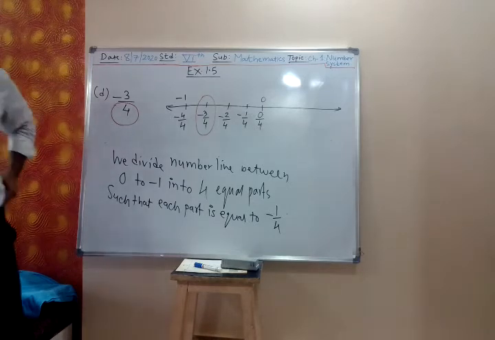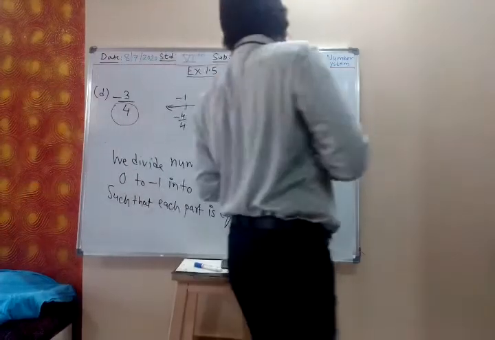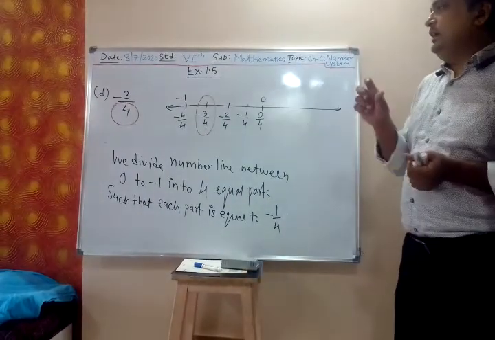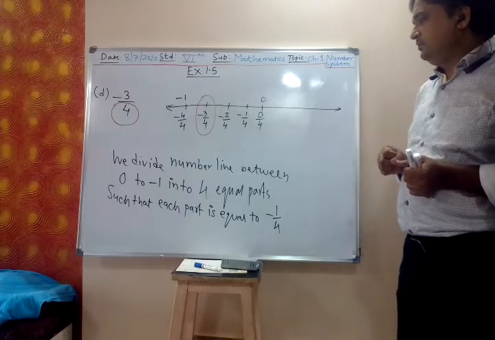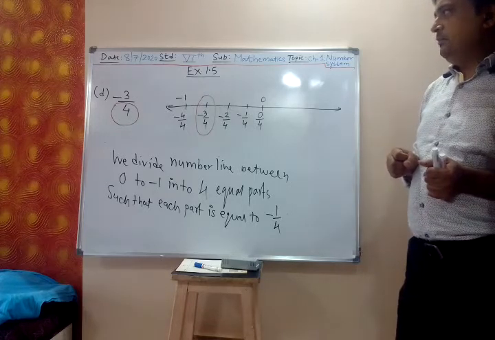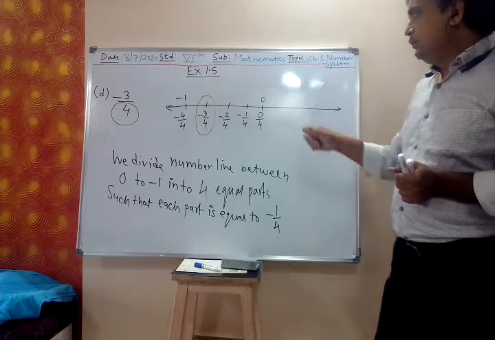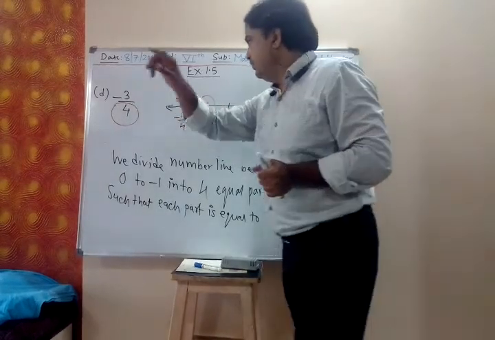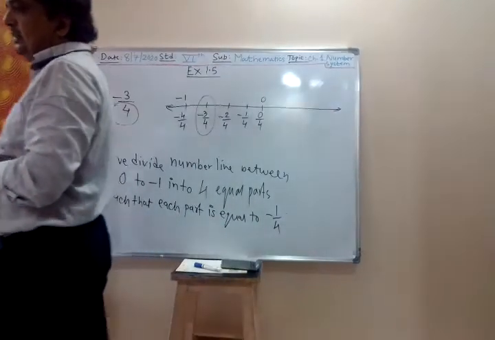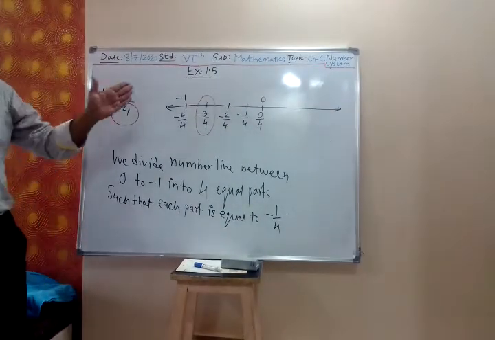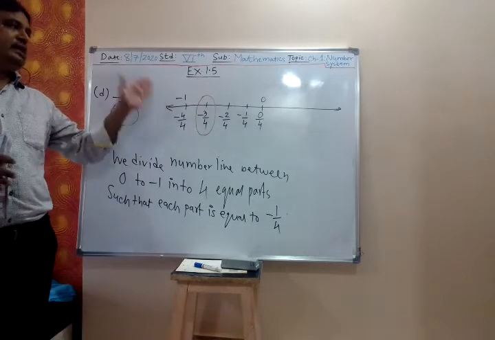The denominator will remain positive only, 4 only. We divide that into 4 equal parts, because the denominator is 4. But the number is negative, so I will divide the number line between 0 to minus 1.